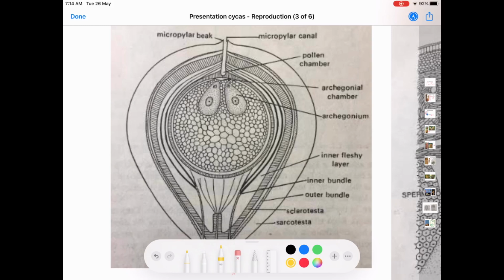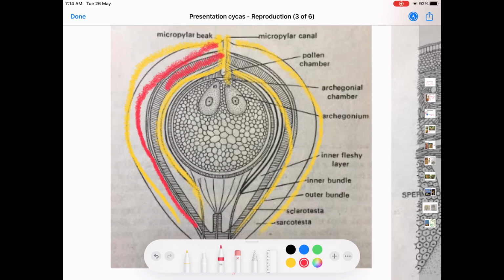Nucellus in turn is covered by an integument. See, this portion is known as integument. The integument of Cycas will be having 3 layers. An outer fleshy layer and an inner fleshy layer. This is the outer fleshy layer and this is the inner fleshy layer, and a central stony layer. See this central stony layer. The function of the integument is the protection of developing female gametophyte and the archegonium.